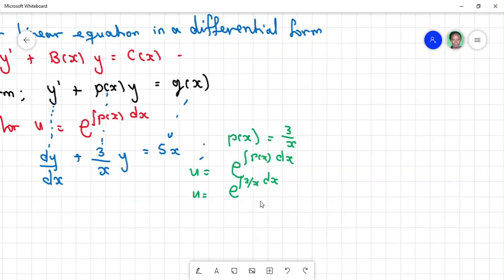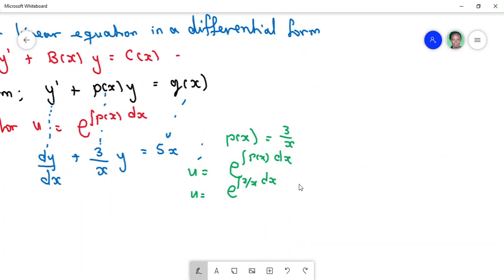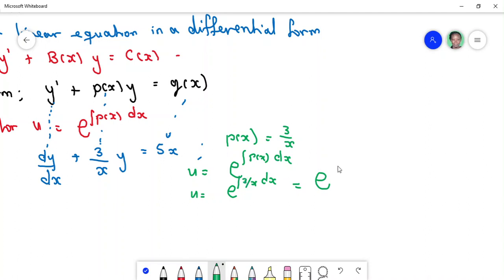If you simplify, 3 is a constant, so I can bring 3 out. If I integrate 1 over x, what do I have? ln x, that's the natural log. So you can write it from indices: I can write e to the power log of x cubed. So you realize that the e cancels the log.